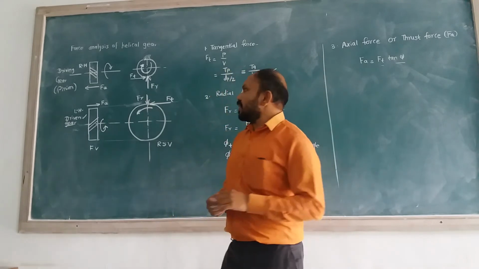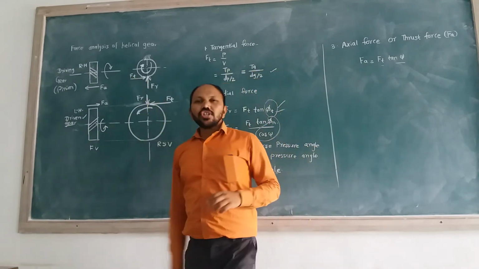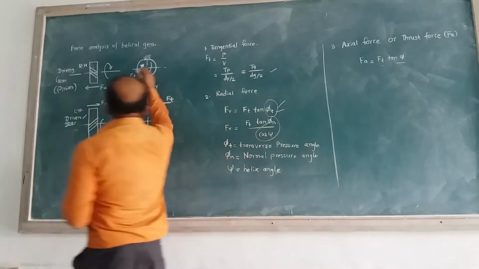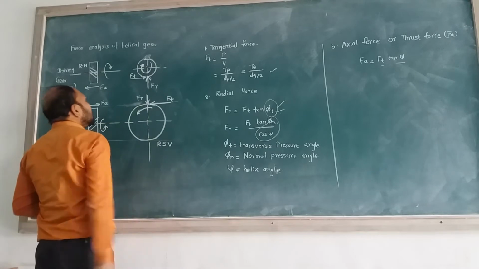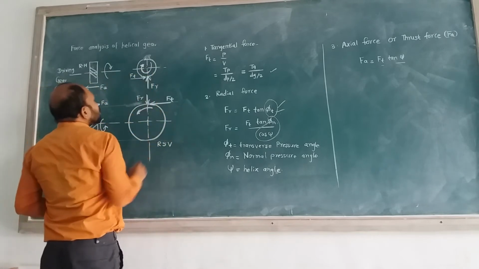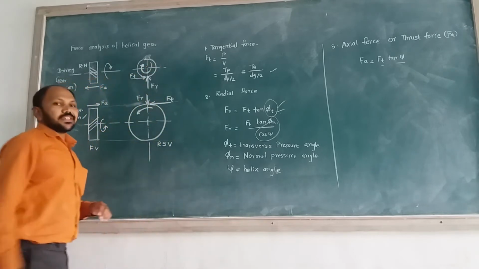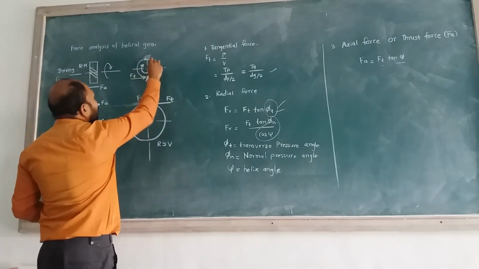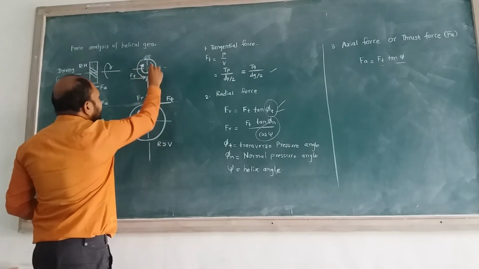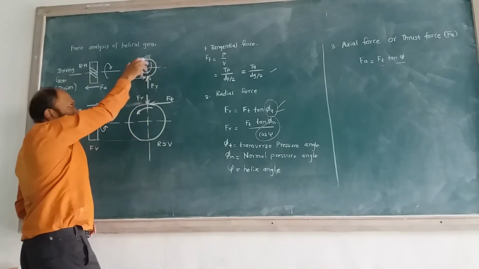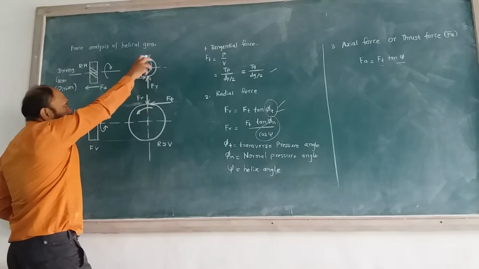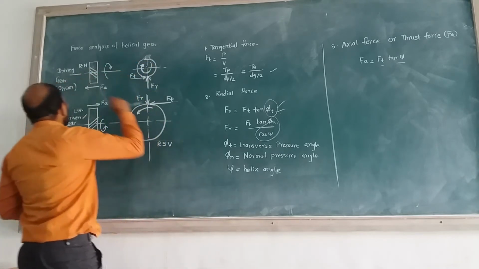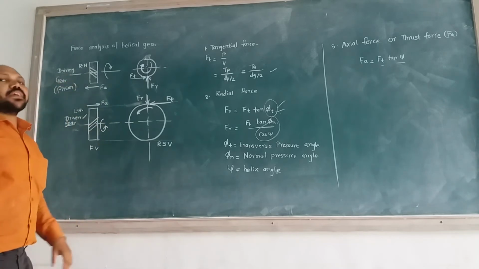If that is the driving gear, then this tangential force tries to oppose this direction of rotation. So if we see, this is anti-clockwise direction. So this tangential force opposes this anti-clockwise direction. Like this gear turns in this motion, and this tangential force opposes that. So this is about the driving gear case.